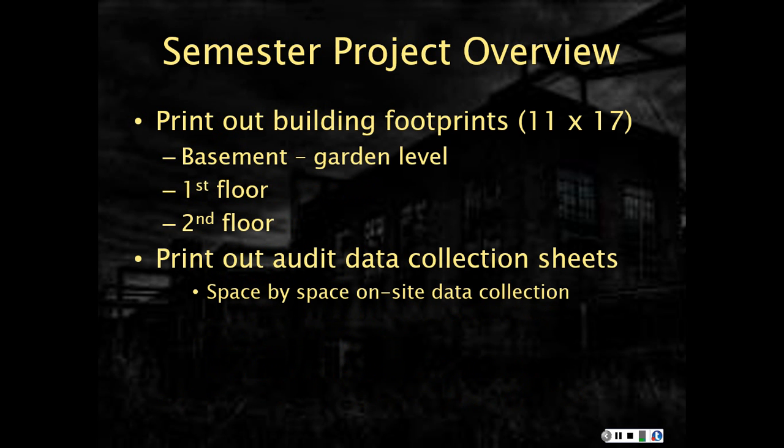Now, semester project overview. In this week's section, you'll notice that under building information, you're going to have a set of building footprints, which are on 11 by 17. Strongly suggested that you get a number of these printed out. There's a basement level, or in which case Artworks likes to call a garden level. Then there's a first floor and second floor.